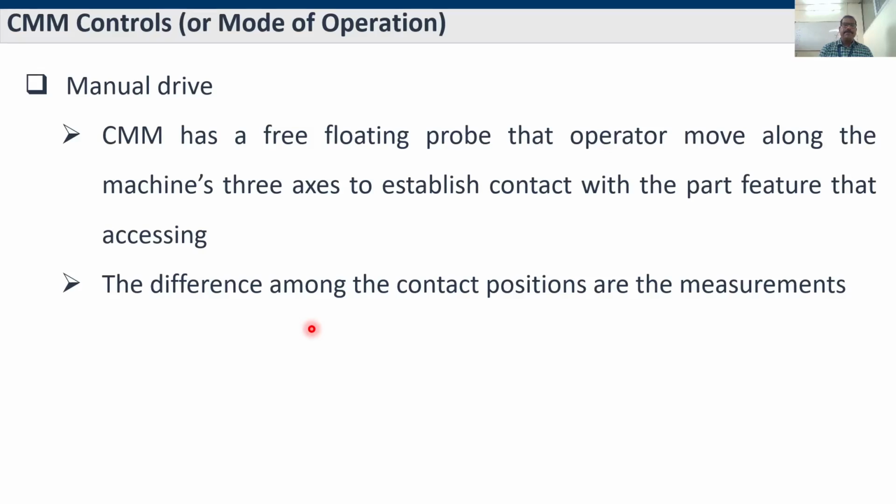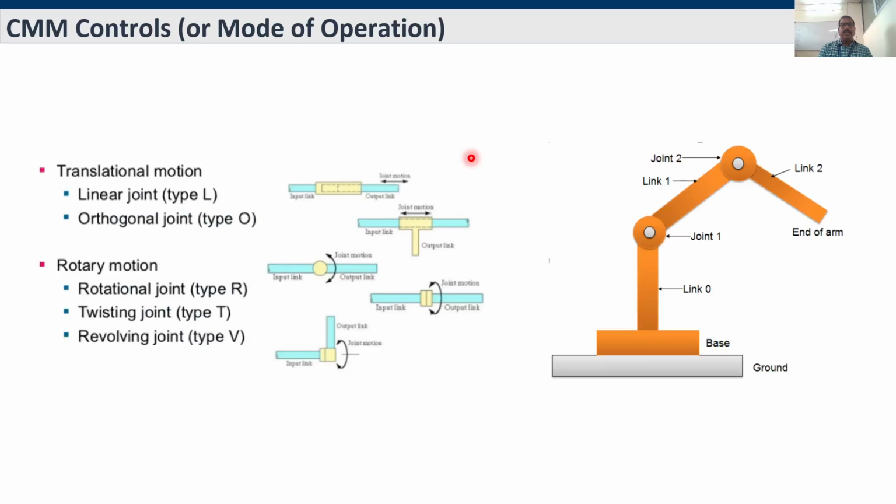So what is manual drive? In manual drive, there is a free floating probe. Different joints and links are available in an industrial robot, and similarly in a CMM we have different joints and links. I have added a figure here. For example, this is a robot. Here you have links, this is a joint, and this is also a link. Here also a link, and the end of arm or end effector will be connected. Here are joints, one, two. Links are zero, one, two, a total of three links, plus the base and ground.